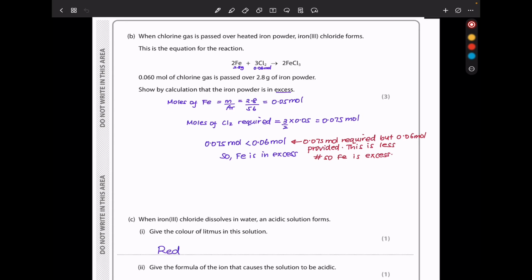So for the moles of iron, they're going to be the mass of iron given here divided by the atomic mass of iron, and I got that. So these moles of iron will require 3/2 times 0.05 moles of chlorine, which should be that. However, we can see they've given us only 0.06 moles, which is less than the 0.075 required. So it means we have less chlorine, and therefore iron is going to be in excess.